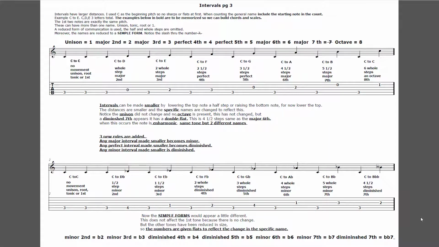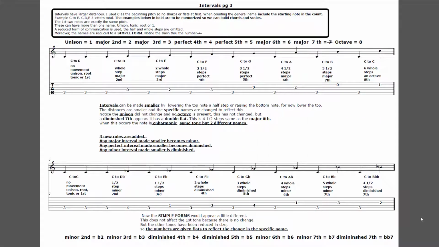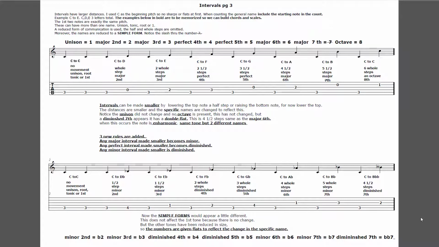Intervals, page 3. Intervals have larger distances. I used C as the beginning pitch, so there are no sharps or flats at first. And when counting the general name, include the starting note in the count when counting any interval. I can't impress it enough. The example would be C to E. C, D, E is 3 letters total.